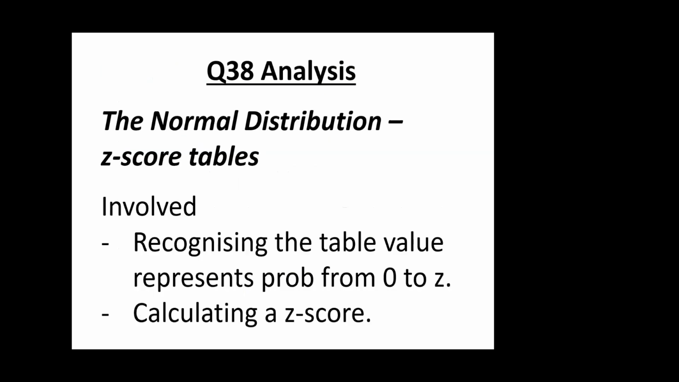And the last question, surprisingly, even though I said before that they were obviously getting to the end and switched off, there were still quite a few students who had a go at this. It was a Z-score table, probability tables question. They needed to recognise that they were using table values and that a table value represented the probability from 0 to whatever the z-score was, and they needed to be able to calculate a z-score. They were the main components.